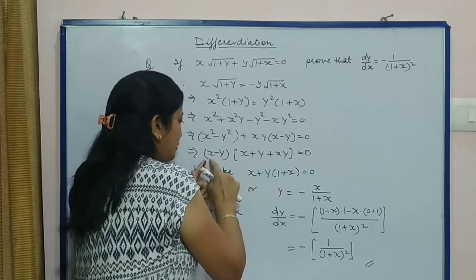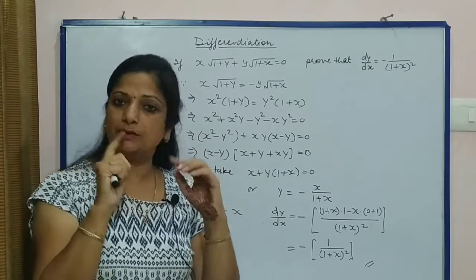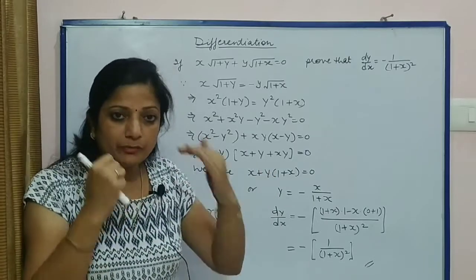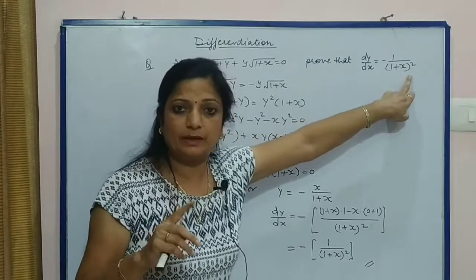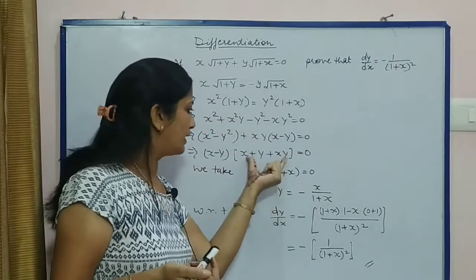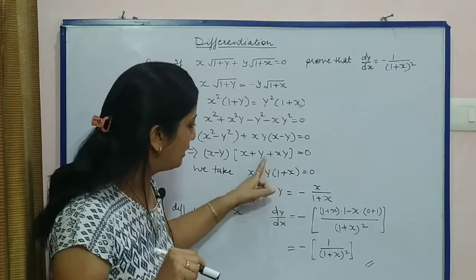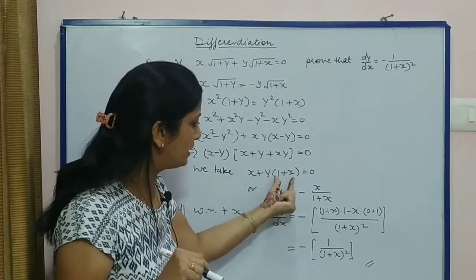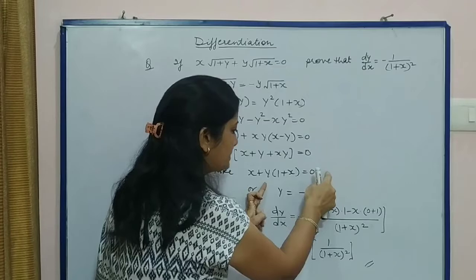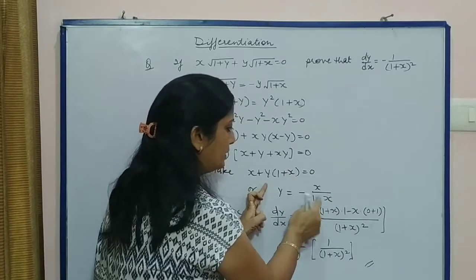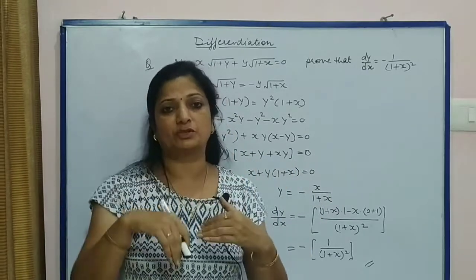But when we take the first term equal to 0, we get y = x. So dy/dx = 1. But we have to show that dy/dx is -1/(1+x)². So we take this factor equal to 0. Now x plus, again taking y common from these two terms, we have (1+x). Now we calculate y. Transfer this x to the RHS and this term to the denominator. Now we have y in the form of a fraction.